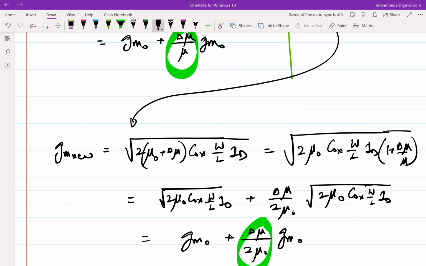And even if you consider a BJT instead of a MOSFET, in a BJT also your GM is essentially proportional to IC. So obviously in that case also you would like to bias with a constant current source, because it's much more sensitive to change in current than even a MOSFET. Okay, any questions?